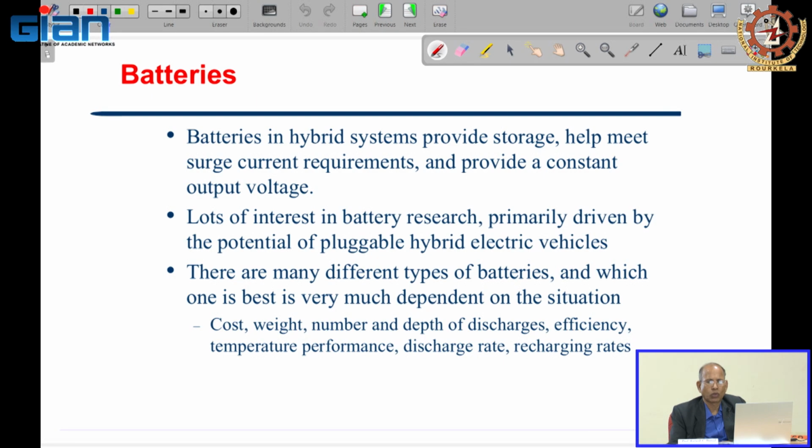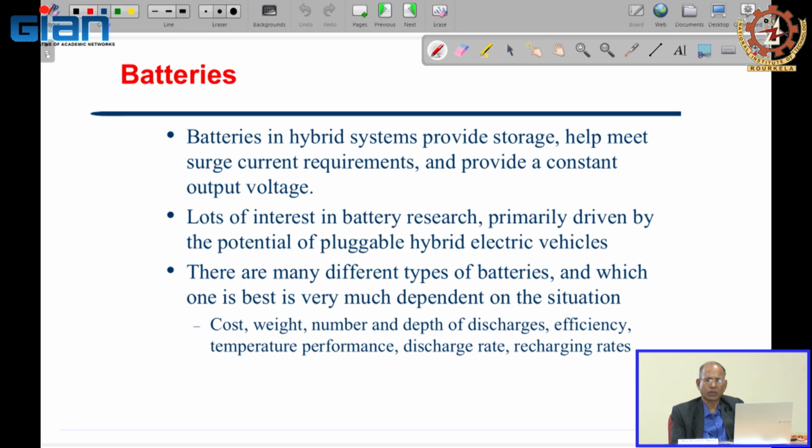So, when you are talking about batteries, batteries will provide the storage, and when there is a shortage of power, they can do the backup. In recent times, a lot of research is going on in batteries. We are now starting to talk about the electric vehicle. So, battery is extremely important. Now, which specific battery are you going to select?